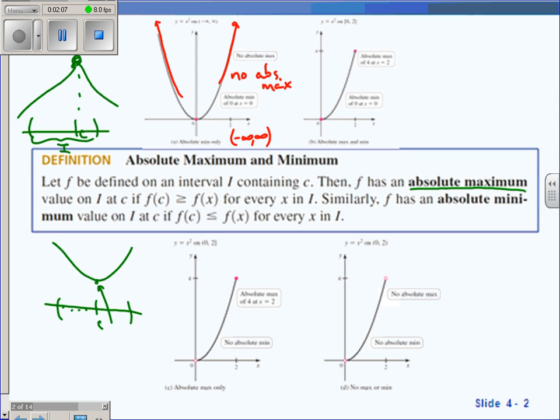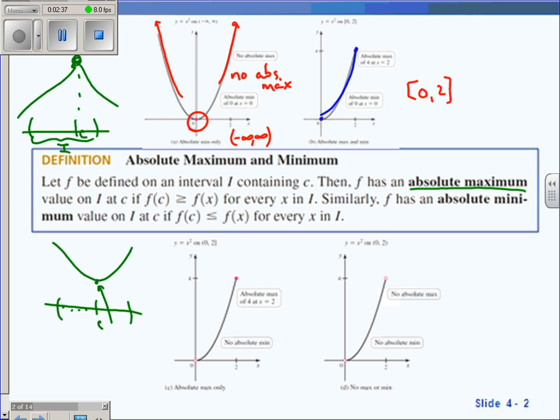Now, it does have an absolute minimum. It occurs right here. So the absolute minimum is actually 0. That's that y value, and it occurs when x is equal to 0. Now, the next one, I'm looking on a closed interval from 0 to 2. So now I include the endpoints on that interval. So now the y values that this curve obtains on that interval go from here, which is the lowest y value, up to here where the highest y value occurs.